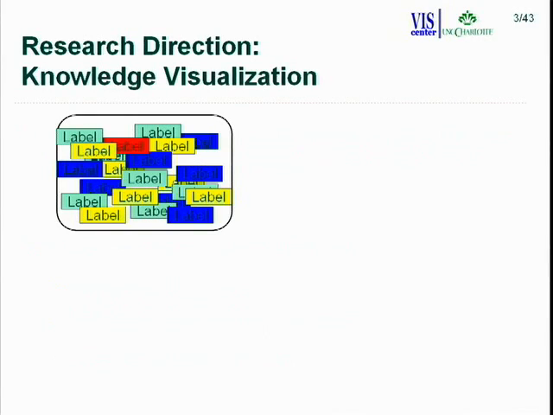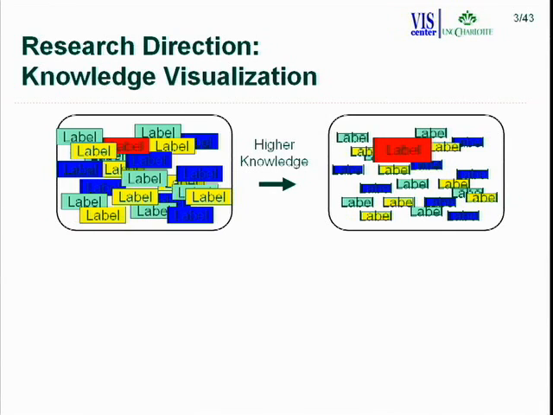Before I start, I'd like to talk a little bit about what we're doing at the Visualization Center at Charlotte. Specifically, one thing that we've been really interested in is knowledge visualization. To give you an example, imagine a screen of labels, with lots of text overlapping each other. If you can extract some sort of higher knowledge, either from the scene or from the user, then it is theoretically possible to focus your resources on the things that you want the user to focus on.